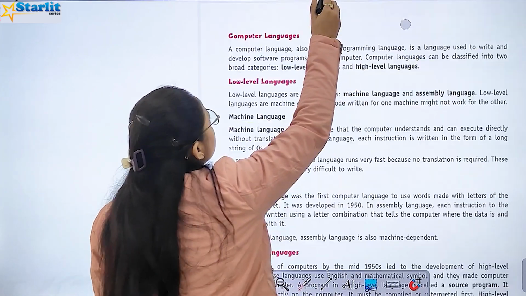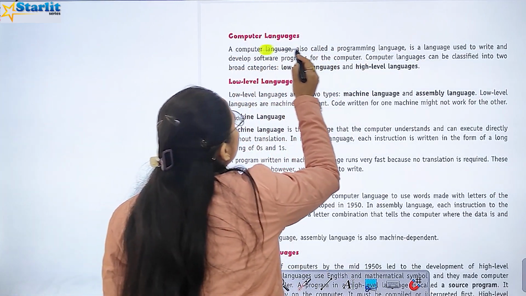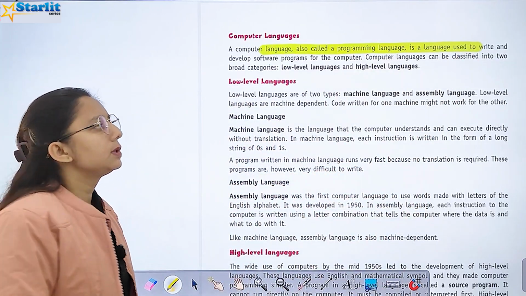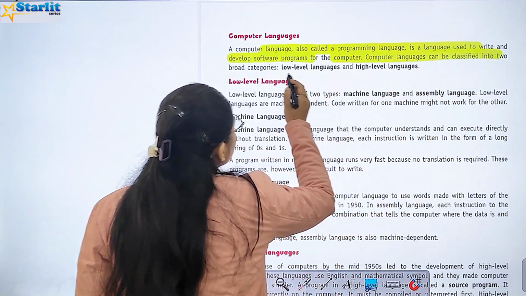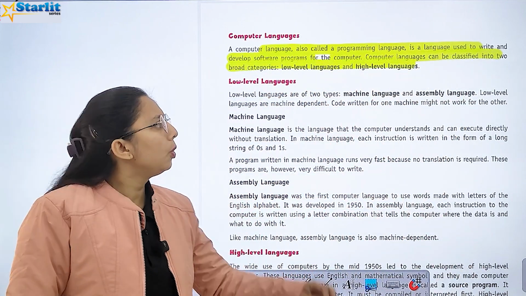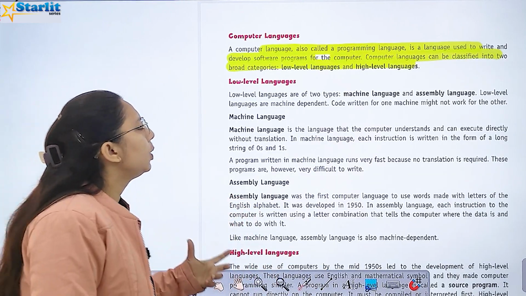Right now, next is your computer language. So let's talk about computer language. Computer language is also called programming language, and it is the language which is used to write and develop software programs. Computer languages can be classified into two broad categories, that is low level languages and high level languages. So next is low level languages.